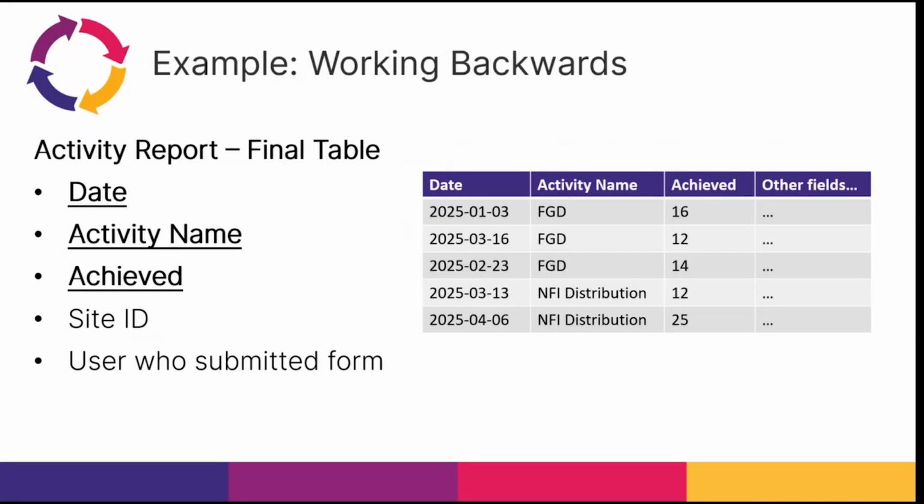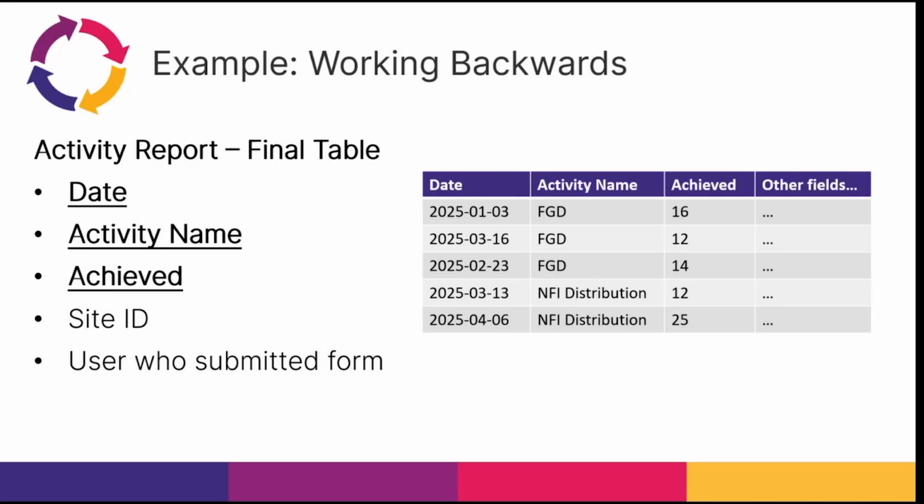Okay, so as I said, after we've covered those methods, I want to talk to you a little bit about what we mean by working backwards and visualize what that looks like. For our activity reporting form, I've started with this table structure. This is the table structure that I think is a good one for me to work with when I do my indicator reporting. And let's talk about why that is.